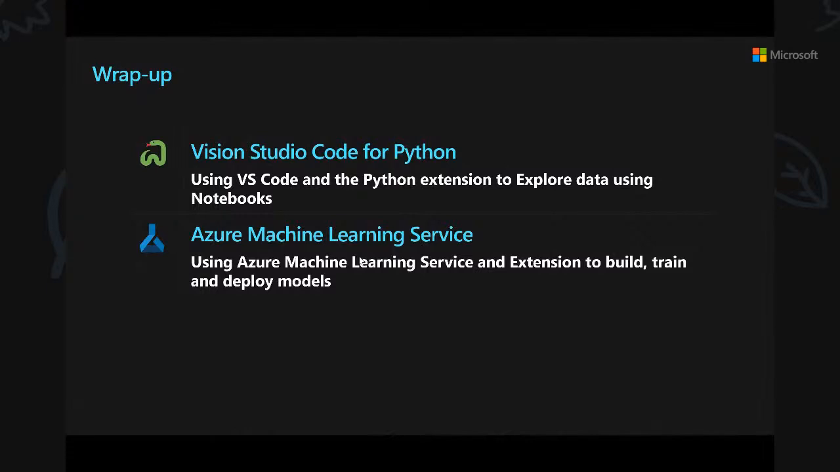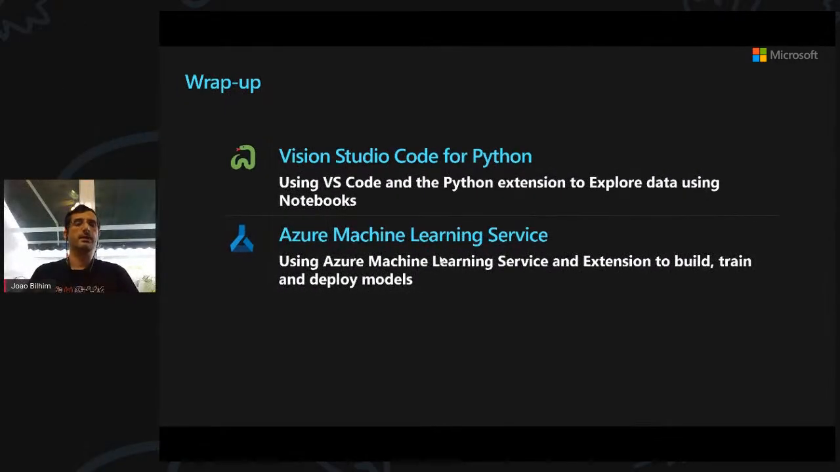With that, wrapping up today, we saw Visual Studio Code for Python. We saw how we can use Visual Studio Code and the Python extension to explore data, both in a Py file and in a Jupyter Notebook. We looked at Azure Machine Learning and how you can build, deploy, and train models at scale using both the extension and Jupyter Notebooks, using your local machine, compute instance, or a compute cluster, all of that without ever leaving Visual Studio Code.